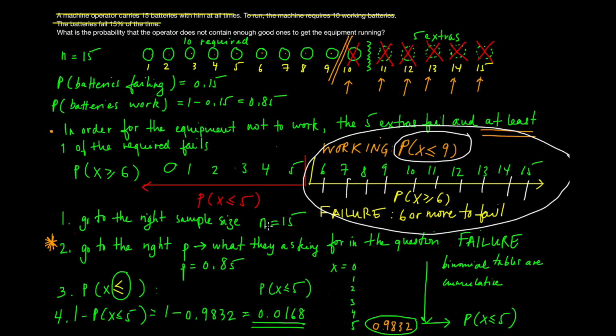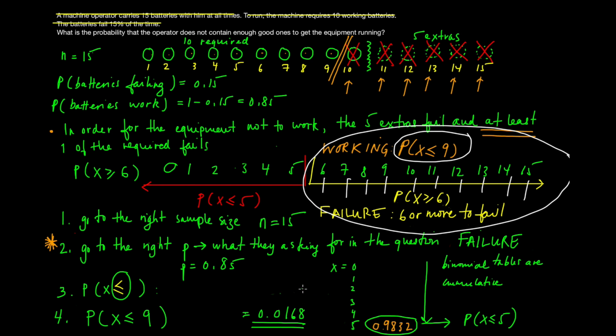So in the table, I'm still going to look at my sample size N15, but now I'm going to go to P of 85. But now this is going to change a bit, right? Part 4 is going to change a bit. I'm no longer looking for this right here. I'm now going to be looking for this right here for the probability of the batteries working. So that's P of X less than or equal to 9. So 9 or less have to work in order for the equipment to not work. Because if 9 or less work, that means I don't have enough. I need 10 for the equipment to work, right?